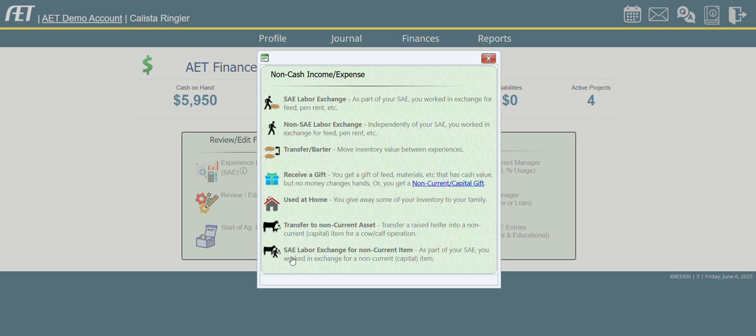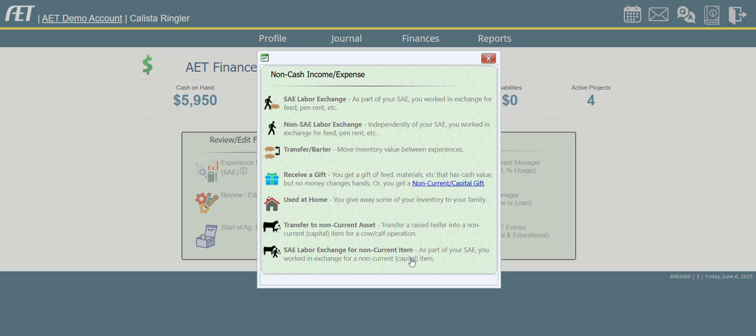Okay. And then the last one here is SAE labor exchange for non-current items. So this is exchange for the land, for the equipment, all of those pieces. The reason that we do an SAE labor exchange and then an SAE labor exchange for non-currents is because non-currents depreciate, and we still need to record that depreciation. However, we're not having to worry up here with looking at seed, fertilizer, etc. that we're getting from Dad. But land, equipment, buildings, that's going to be down here.